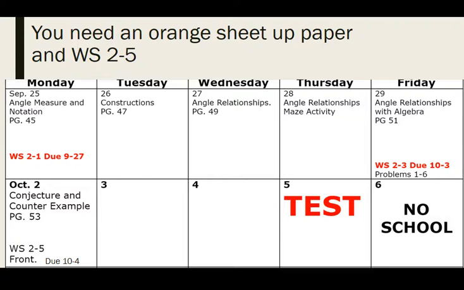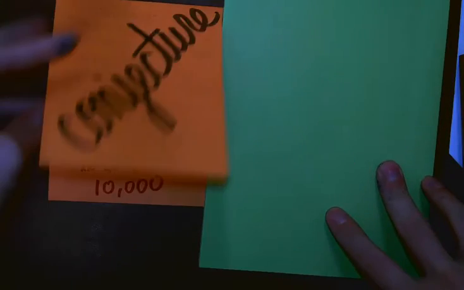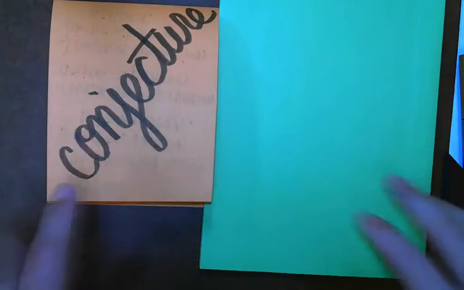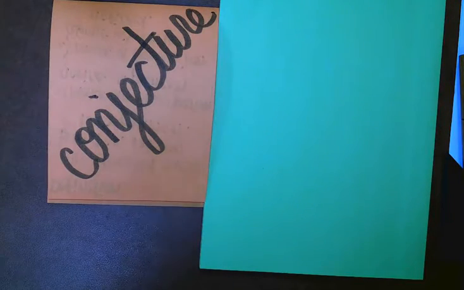Okay. So, we are going to write 2 things. First thing you're going to write is conjecture. This is going on one of the flaps. So this goes on one of the flaps, right? Conjecture, that's a J.